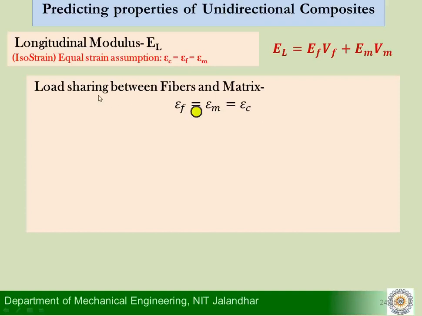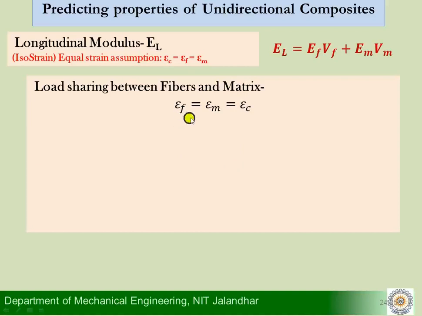We have also said that the total load on the composite, if I write it as PC, is shared between the fiber and the matrix, that is PC is equal to PF plus PM. We are interested to know how much of the load is shared by the fibers and how much of the load is shared by the matrix, and that is why we'll move forward along these lines now.